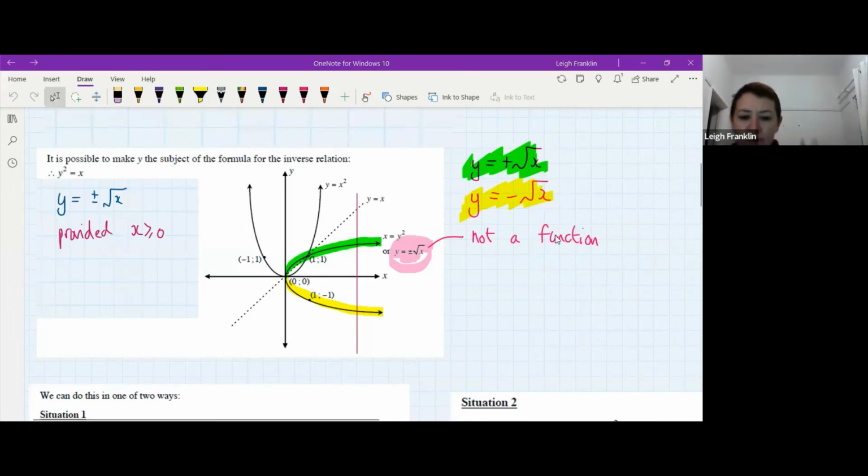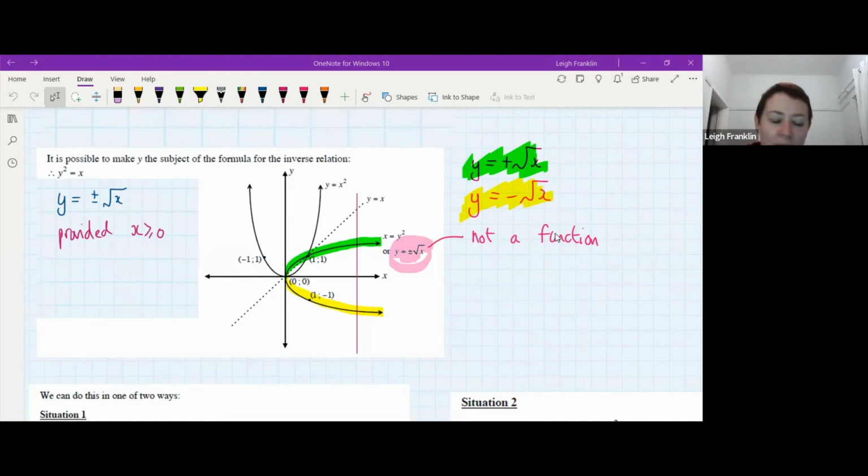Everybody happy with that? Okay, so it's not a function. It failed the vertical line test. We can't write it using functional notation. So now we've essentially got a problem, okay? But mathematicians are good problem solvers.